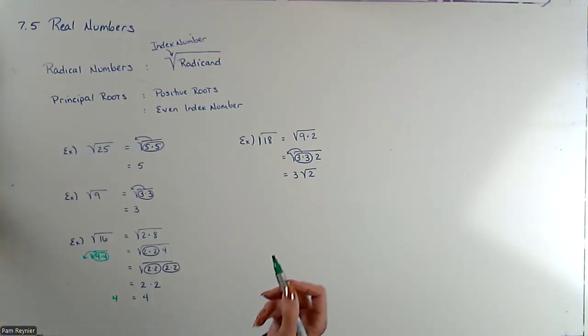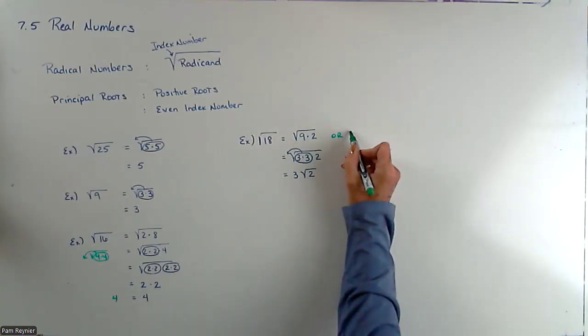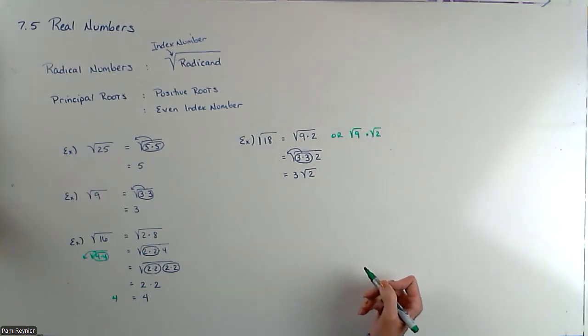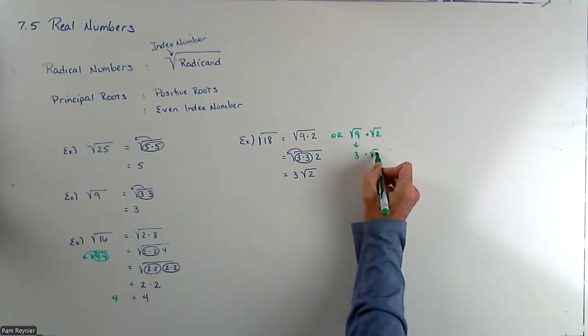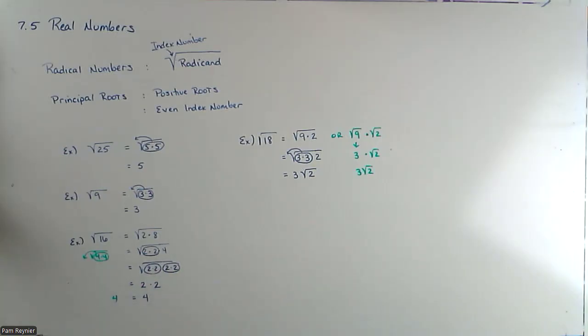Somebody else might have noticed, well, wait a minute. I know that 9 is a perfect square, so I could write this as the square root of 9 times the square root of 2, because you can multiply in any order, and I'm just using the associative property to group them the way I want. Well, the square root of 9 is 3, and so we're still left with 3 times the square root of 2. So you're allowed to factor it any way you like, and if you notice a perfect square right away, you can go ahead and do that.